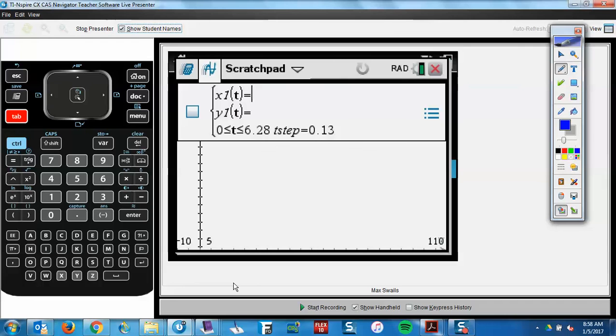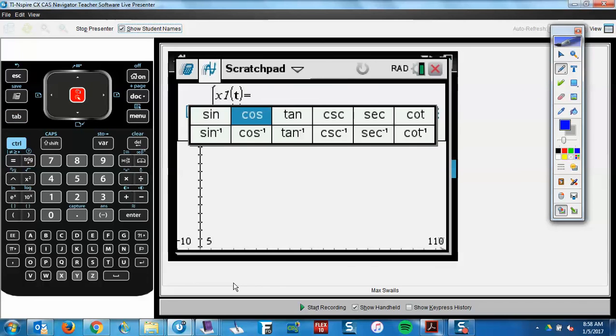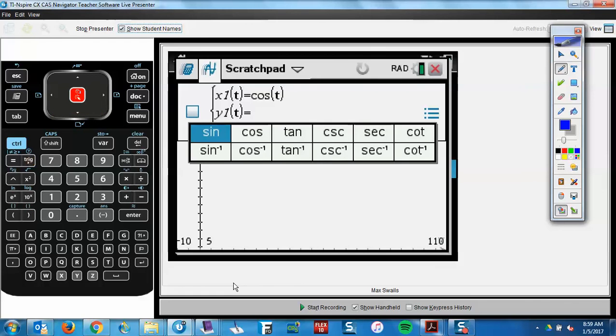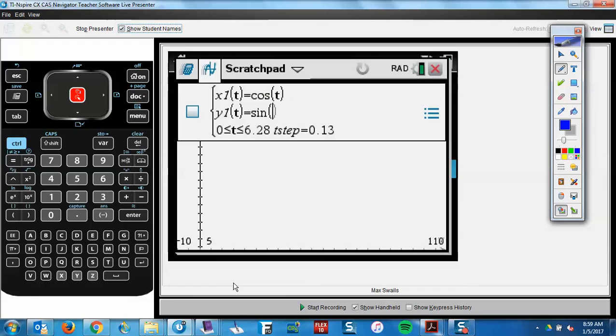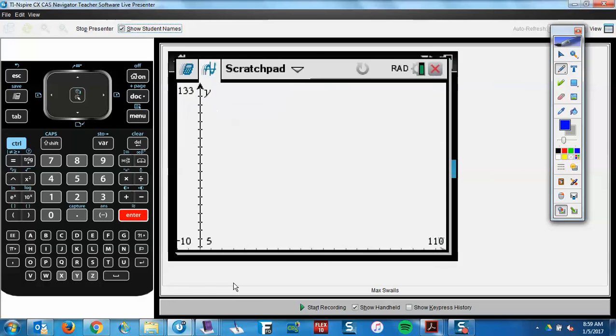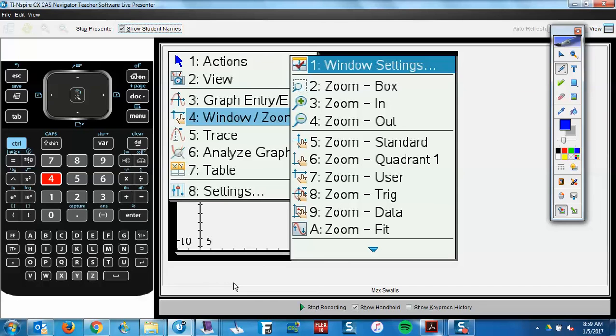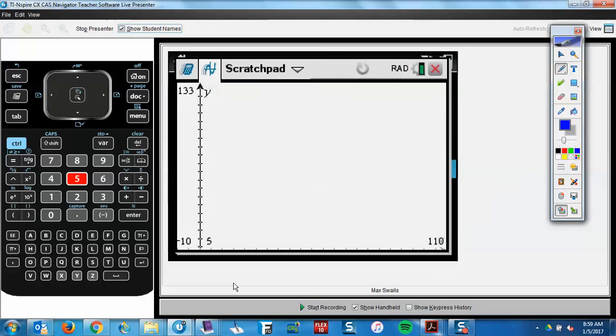And now put in cosine T. Of course, in trig class you call that theta, but you have to use T here, and then sine T for Y. Notice the default for T is what? 0 to 6.28. Well, why is that 0 to 6.28? 2 pi, right? That's going to go one time around the unit circle. So hit enter. And now let's change our X min and max. Go to 5, a standard window.